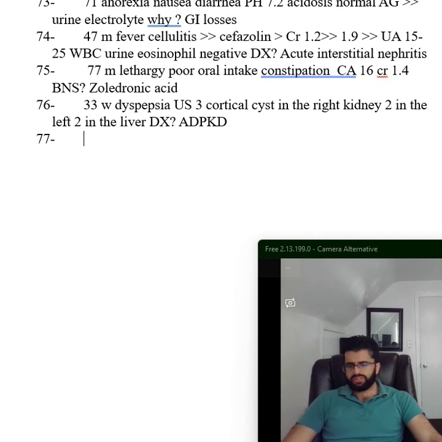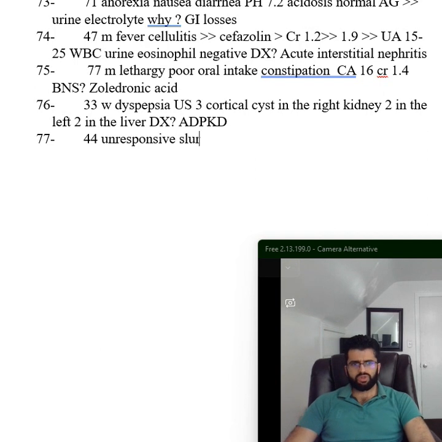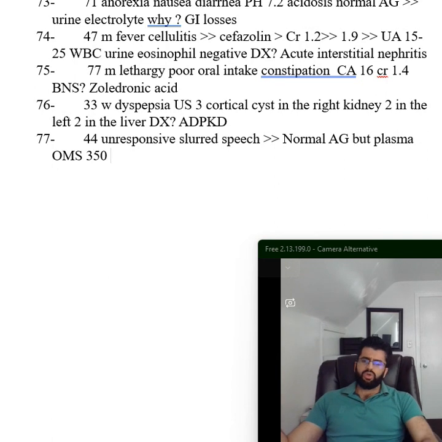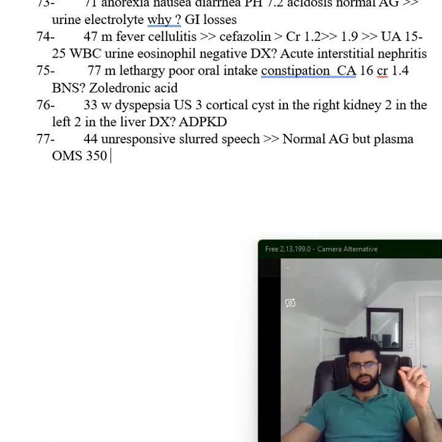Now this case is interesting. You see a 44-year-old came in unresponsive at home, slurred speech. So you do regular labs like everybody. You'd see there is a normal anion gap, no anion gap, but the plasma osmolarity is 350. It's high. Usually it's around 300. This means there's an extra substance in the blood that does not cause acidosis.